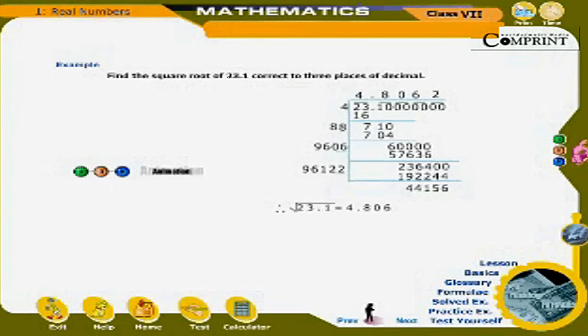Example, find the square root of 23.1 correct to 3 decimal places. Now, we can put 23.1 as the dividend and 4 as the divisor. We'll get 16, quotient as 4, divided by 8, put another 8, we'll get the quotient as 0.8, we'll get the remainder 6, divided by 9606, you'll get the quotient 0, you'll get the remainder 2364, divided by 96122, the quotient will be 2, and the last remainder will be 44,156. Therefore, under root 23.1 is equal to 4.806.